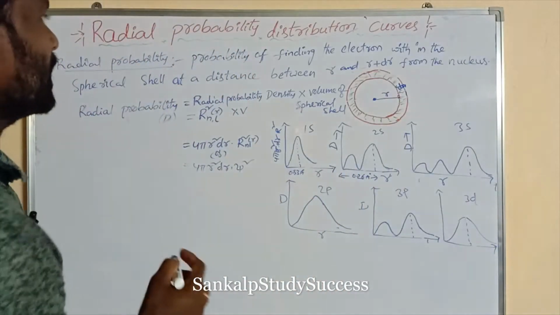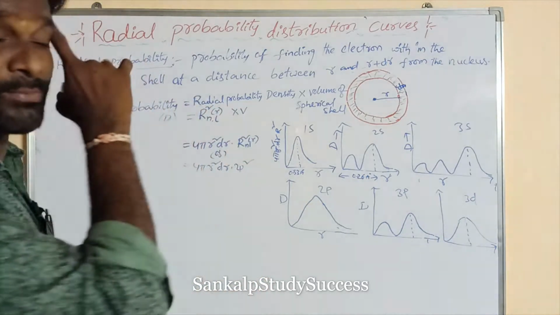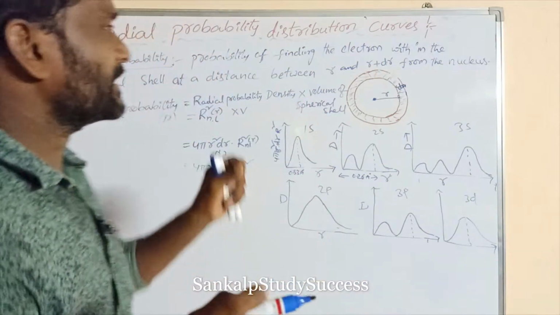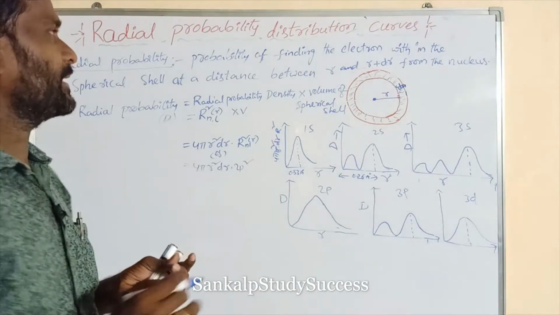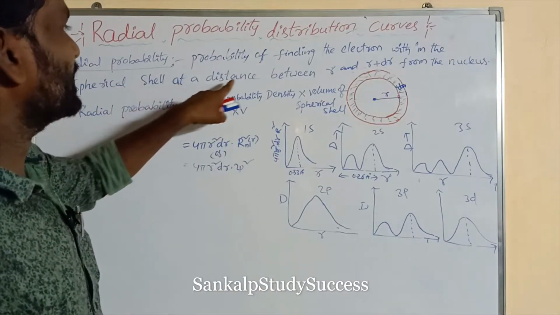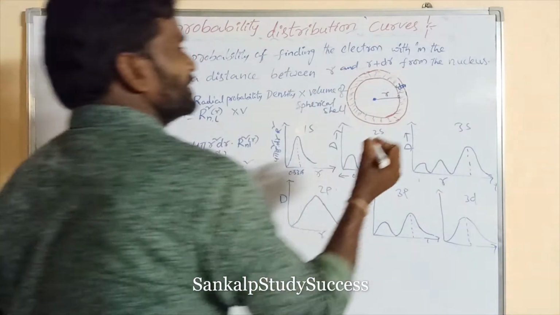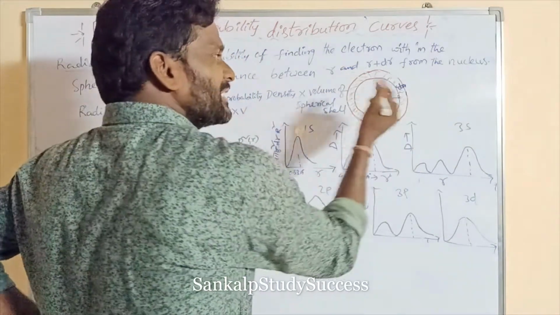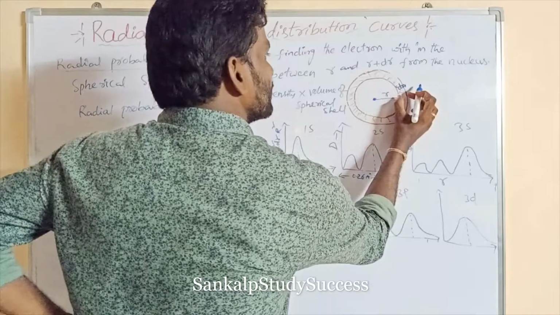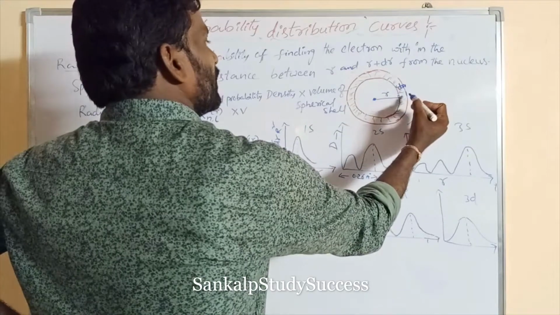We know that for an orbital, the probability of finding the electron around the nucleus is maximum. That is, the maximum probability of finding the electron around the nucleus in 3-dimensional space is taken as an orbital. But radial probability is the probability of finding the electron within the spherical shell at a distance between r and r plus dr from the nucleus. So here we can calculate the finding of the electron in this spherical volume, between r and r plus dr.